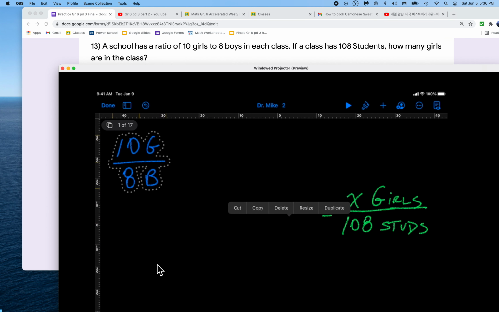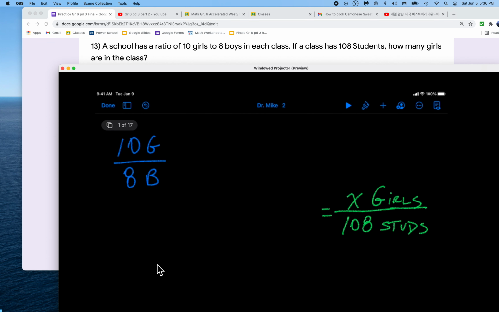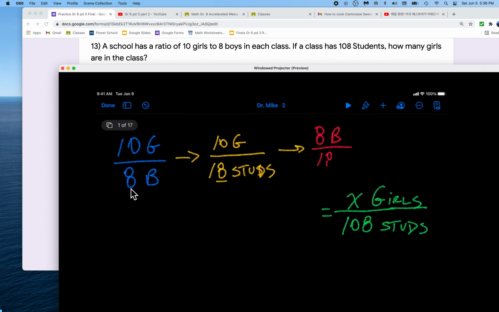We are going to be investigators, and we're going to say to ourselves, okay, it's true that there's 10 girls for 8 boys, but what's the hidden information in here? The hidden information in here is that there's 10 girls for every 18 students, because 10 plus 8 is 18 students. And there's also hidden information in here that there's 8 boys for every 18 students.